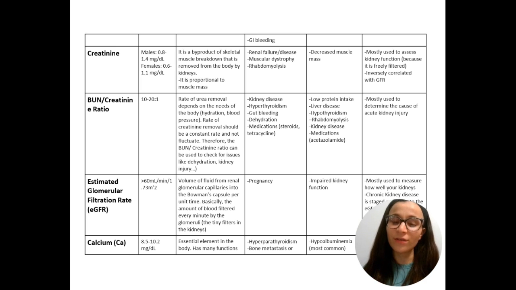So like I said before, if it's removed from the body by the kidney and it's not being removed, the question is, is it a renal cause? Causes of it being too high are renal failure, muscular dystrophy, and rhabdomyolysis. Causes of it being too low is decreased muscle mass, because like I said before, it's a byproduct of skeletal muscle breakdown. It's mostly used to assess kidney function because it's freely filtered, and it's inversely correlated to GFR.